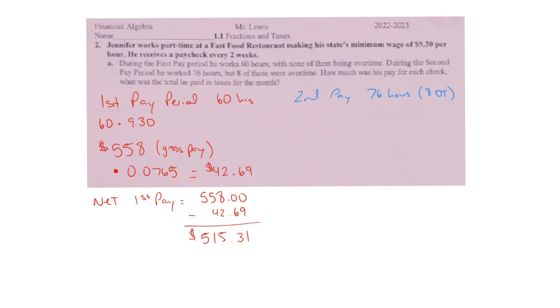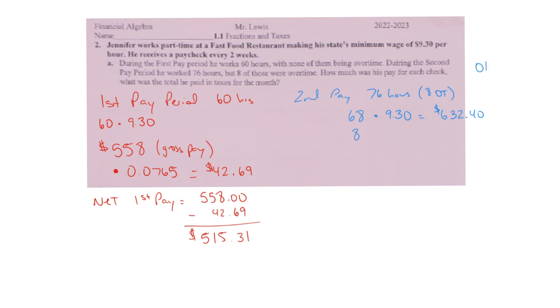All right, second pay, I'm going to do the exact same concept. He's going to get 76 hours, 68 hours of straight time. So I'm going to do 68 times 9.30. So for his first 68 hours, he gets $632.40. Now he's going to have 8 hours of OT.